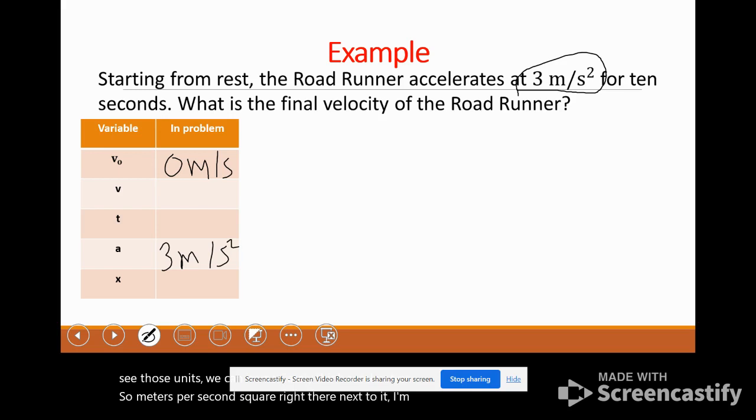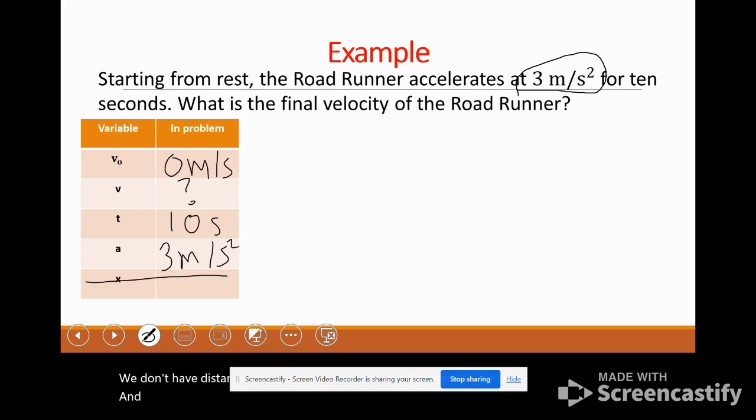I'm writing down whatever I have given in the problem, then I can target whatever they're asking me to solve. For 10 seconds, seconds is a measure of time. So t is the variable for time. We have 10 seconds. Great. Now the problem is asking us to find the final velocity of the runner. Now, we don't have distance. Distance is not given, so we can cross that out.